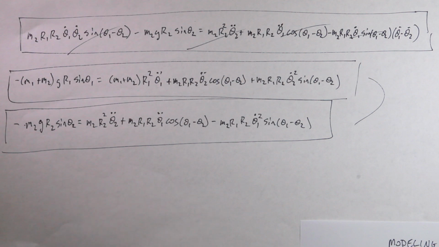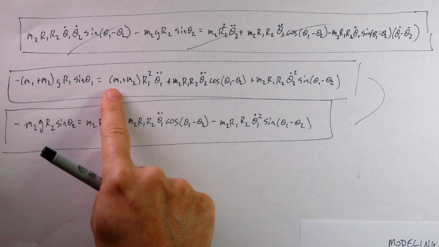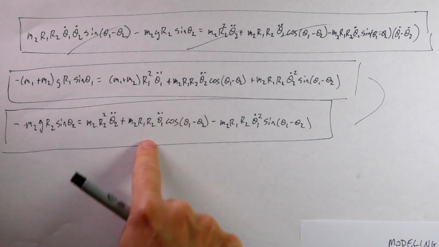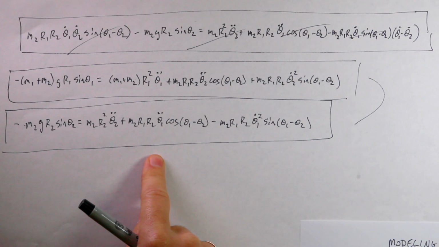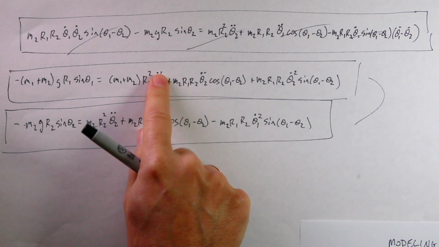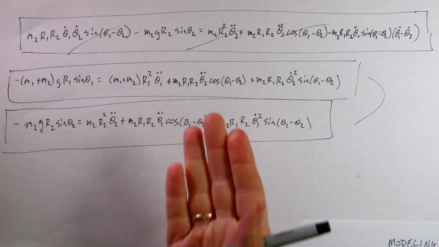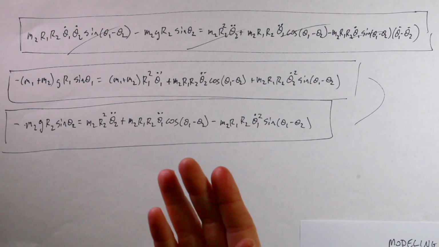What I want to do is model this if I know the initial conditions. So what I need is an expression for theta 1 double dot and another expression for theta 2 double dot. But you can see here that these two equations have both terms, both theta 1 double dot and theta 2 double dot. So I have two equations, two unknowns. I need to solve these two equations with two unknowns.